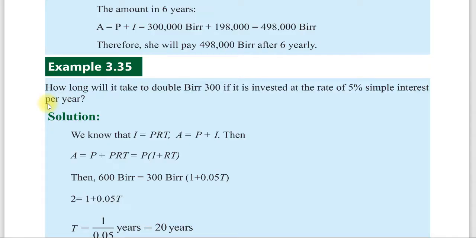አሁን ደግሞ how long ከተባለ ታይሙ ነው የተጠየቀው። how long ሲል ምን ያህል ጊዜ ይፈጃል? የተሰጠን ብር 300 ነው። ፐርሰንቱ 5 ነው ወይም ሬቱ 5% ነው። ስለዚህ ዳብል ለማድረግ ምን ያክል ጊዜ ይፈጃል?